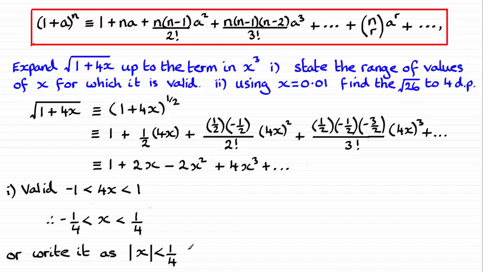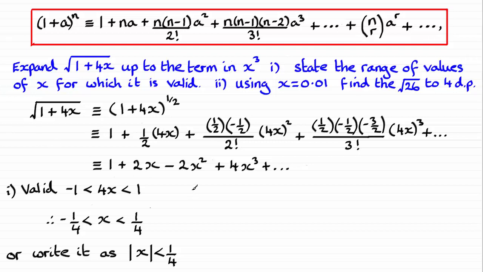That's up to you. Now this second part, where we're going to use an approximation, taking x equal to 0.01, we've got to find an approximate value for the root of 26 to 4 decimal places.